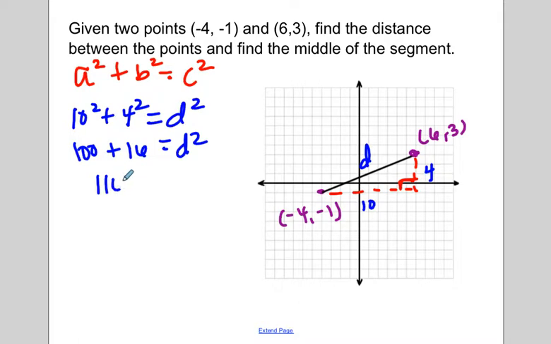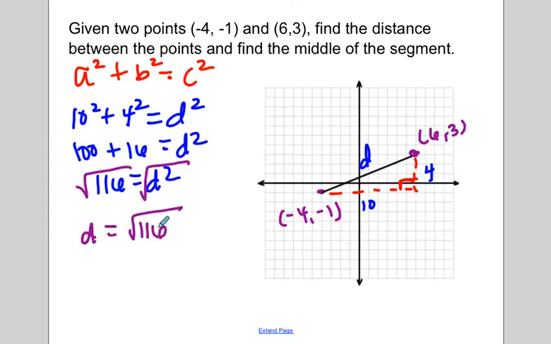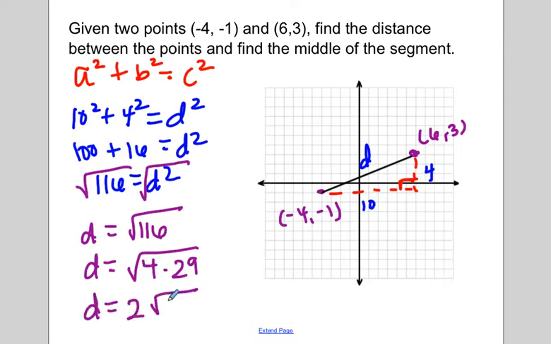So I have 116 is equal to d squared, but I need to solve for d. So I would take the square root on both sides. My distance is equal to the square root of 116. I would want to simplify this if possible, so looking for perfect squares. My first perfect square I would try is 4. Is 116 divisible by 4? It is: 4 times 29, and 29 is a prime number, so that doesn't reduce any further. The square root of 4 is 2, so the distance is equal to 2 square root of 29, and that would be in units.